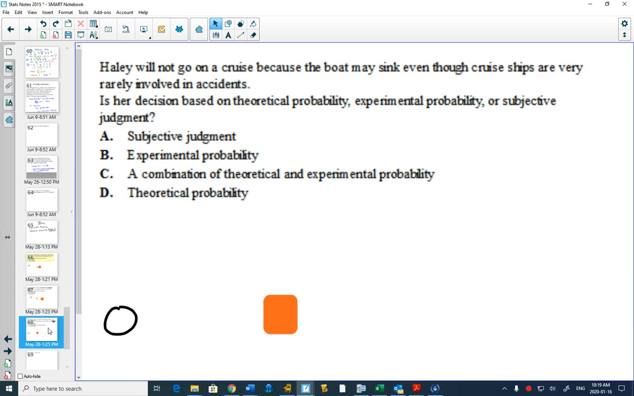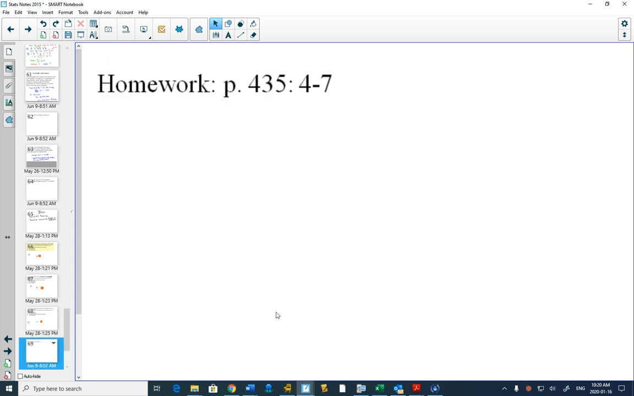Haley will not go on a cruise because the boat may sink, even though cruise ships are very rarely involved in accidents. Is her decision based on theoretical probability, experimental probability, or subjective judgment? That one's just based on her thoughts, which is subjective judgment. It is judgment because what if they have a very good boat? Yeah, they could have a very good boat. She's just making an assumption. Okay.